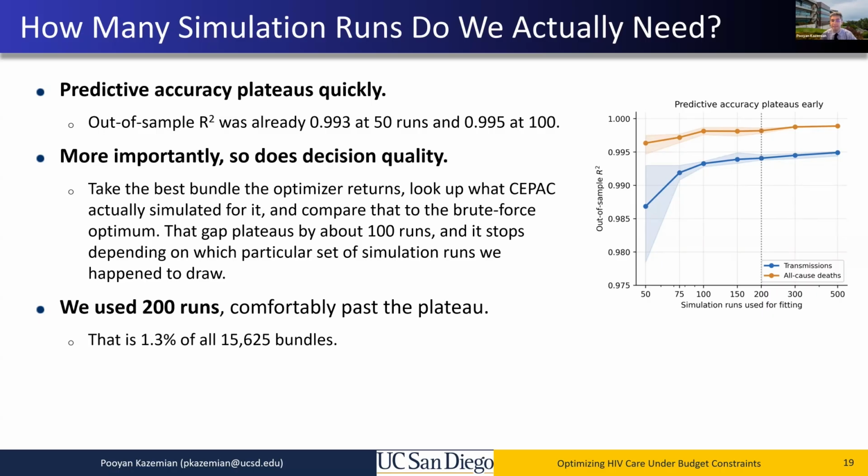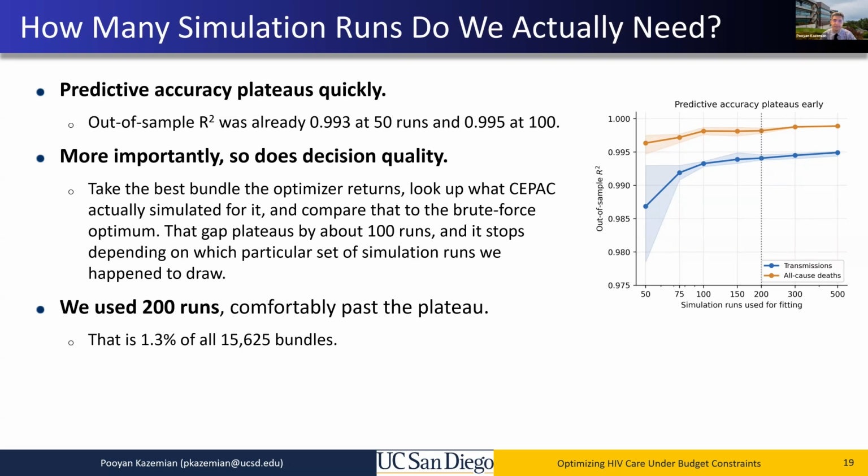More importantly, the decision quality also plateaus above 100 runs. What do I mean by decision quality? Take the best bundle the optimizer returns, and we look up what CPAC actually simulated for it. And then we compare that against the brute force optimum. And we find that above 100 simulation runs, the gap between these two optimal solutions declines, and therefore we plateau after 100 runs in terms of decision quality.